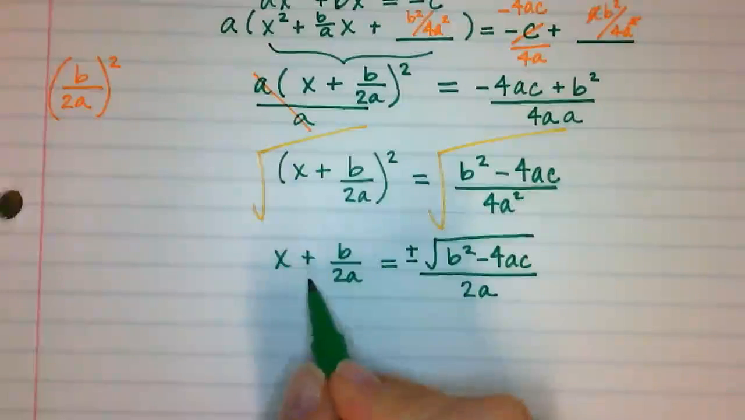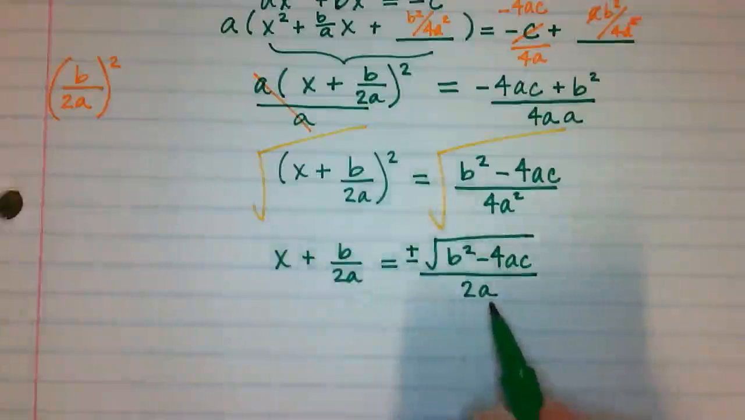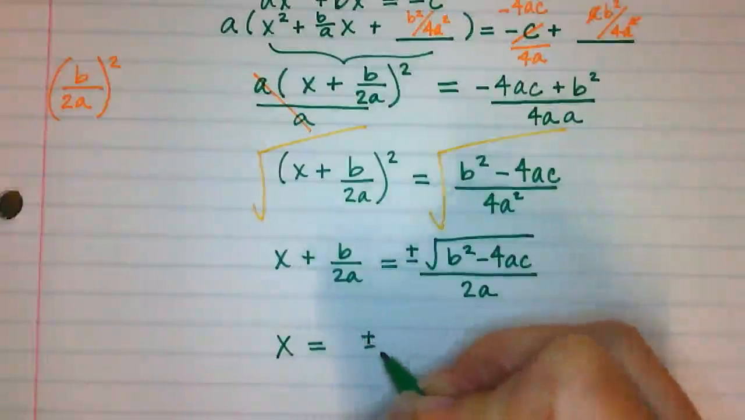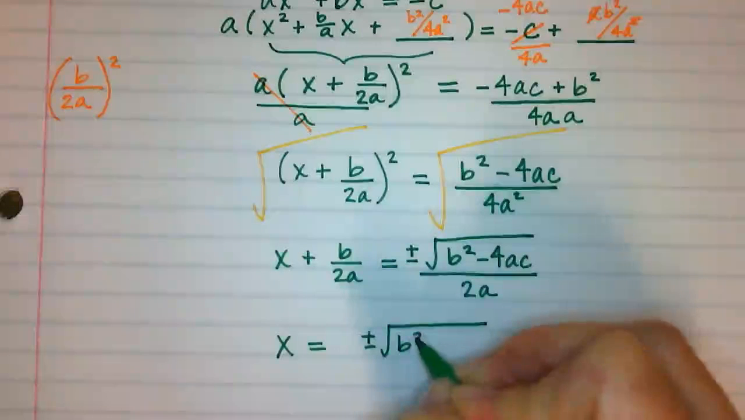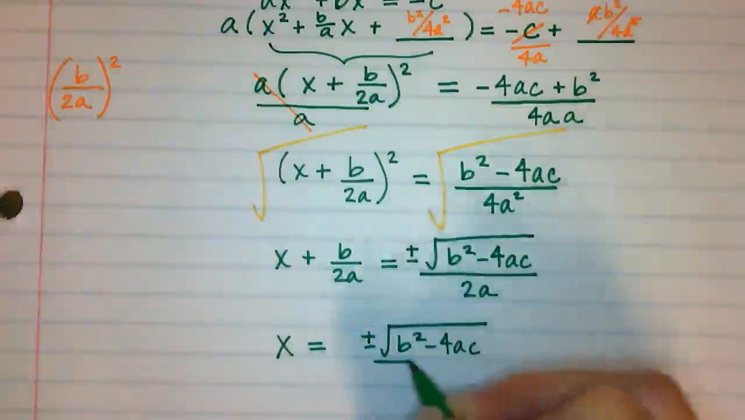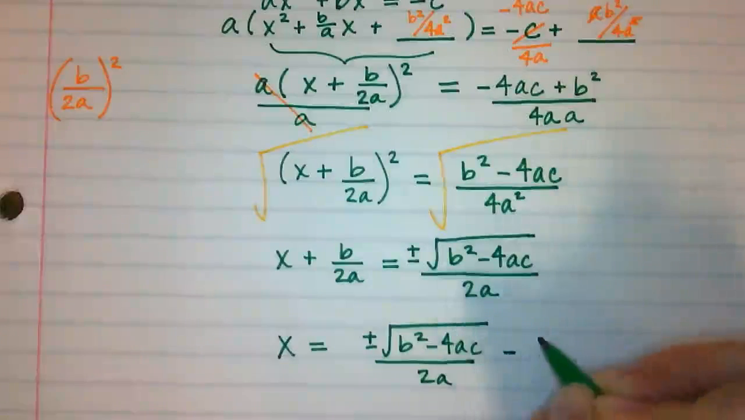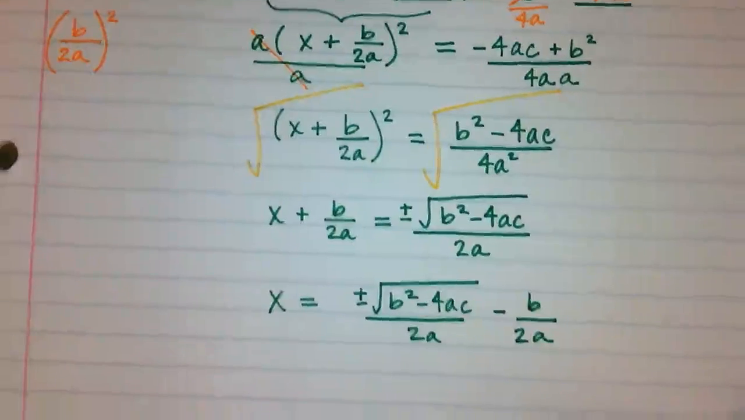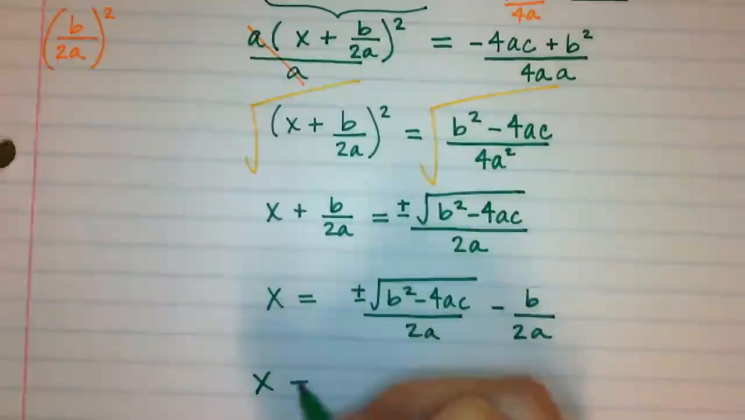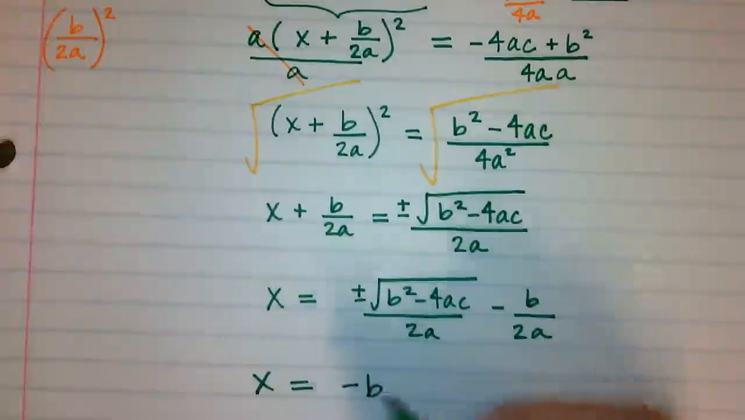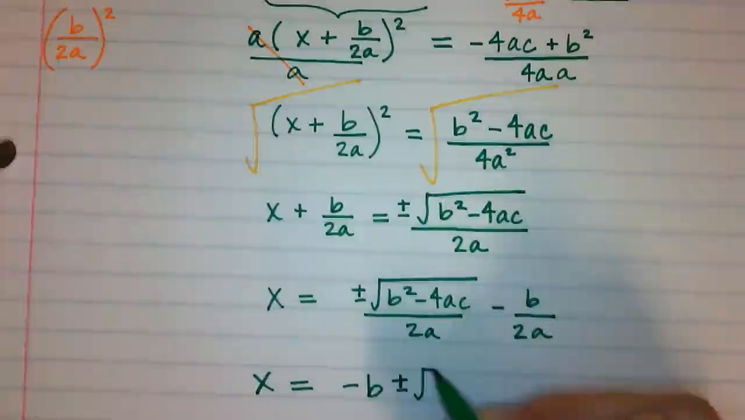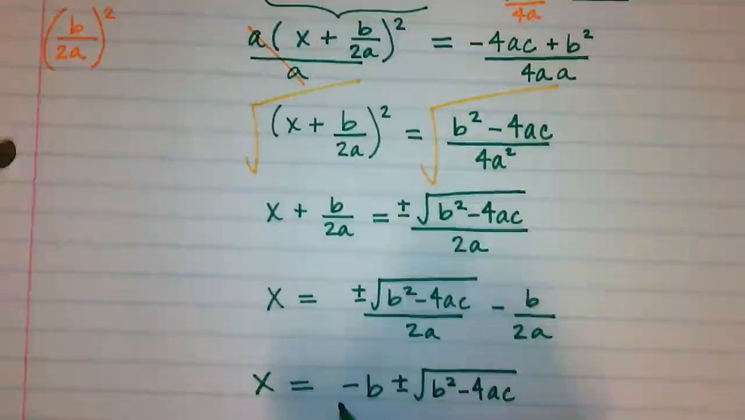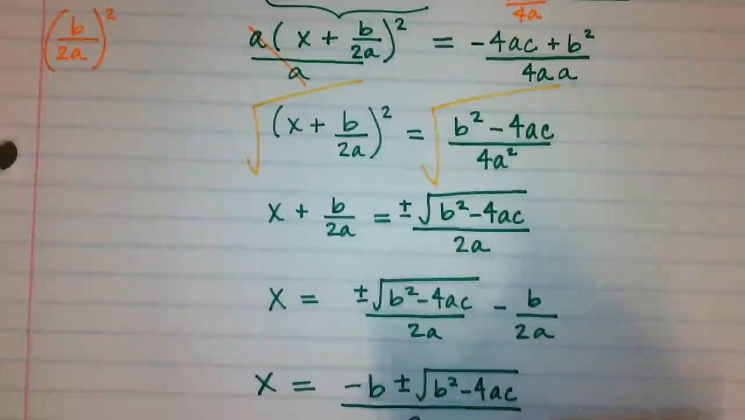So the last thing I need to do is bring this over to this side, so I need to subtract b over 2a. So x is plus or minus the square root of b squared minus 4ac, all of that over 2a, and then I need to subtract b over 2a. Well, you should by now recognize this. If we rewrite it, we would have negative b plus or minus the square root of b squared minus 4ac, and all of that is over 2a.